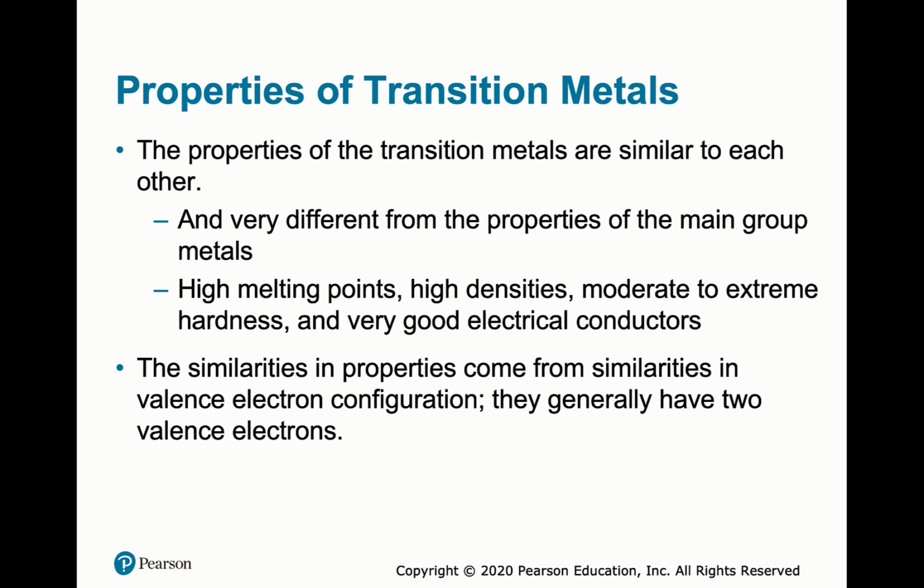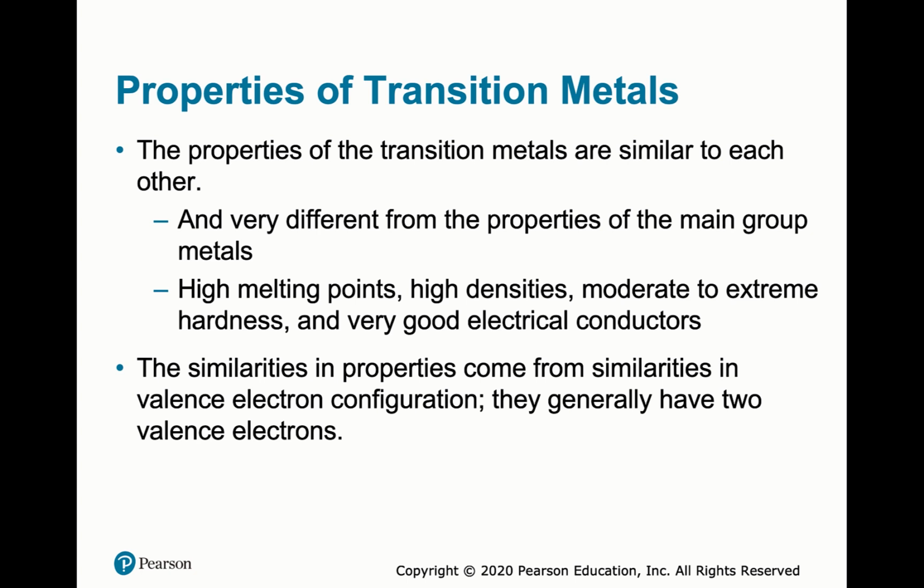They're very different than the main group elements, and generally speaking, they have high melting points, high density, and pretty tough hardness, and they tend to be good electrical conductors. I mean, this is not true for all of them. Obviously, mercury does not have a very high melting point, and there are other metals like thorium that have really high melting points. But generally speaking, there's a wide range of physical properties here. But the similarities are in the electronic structure.